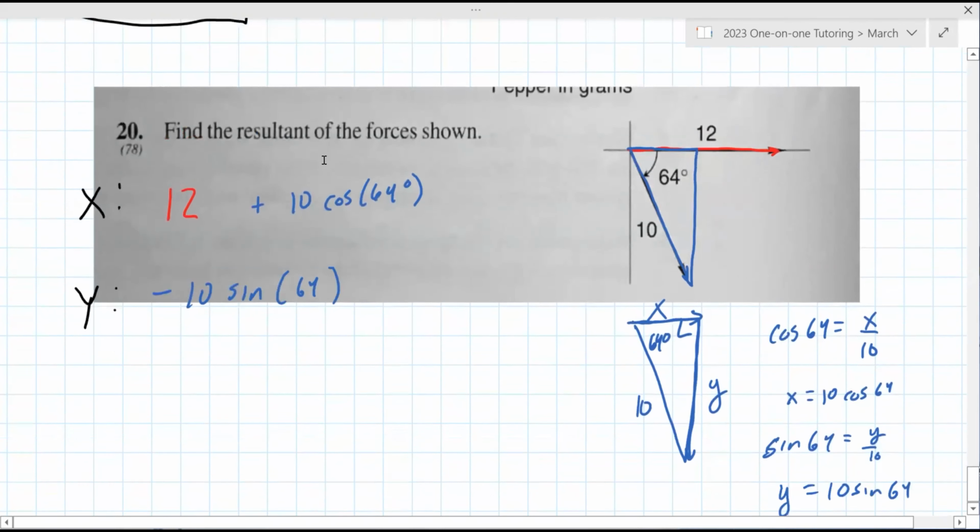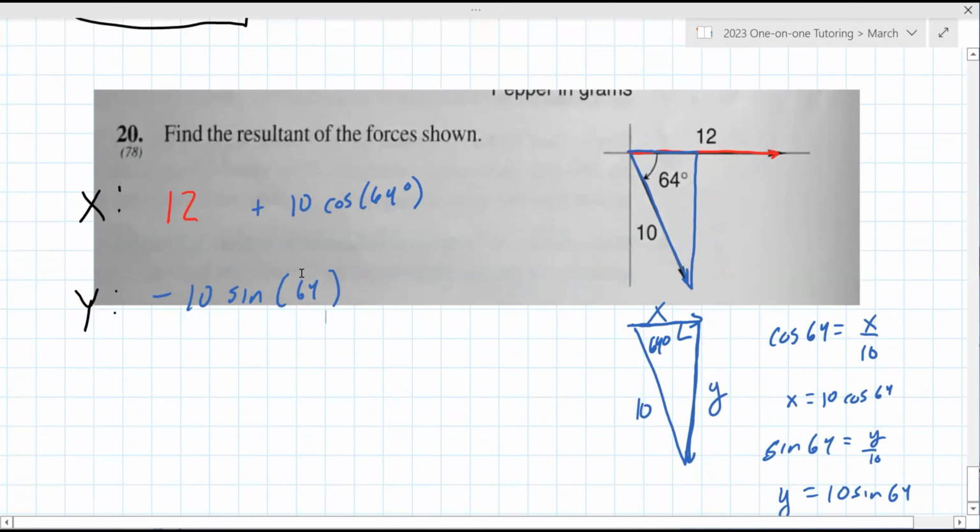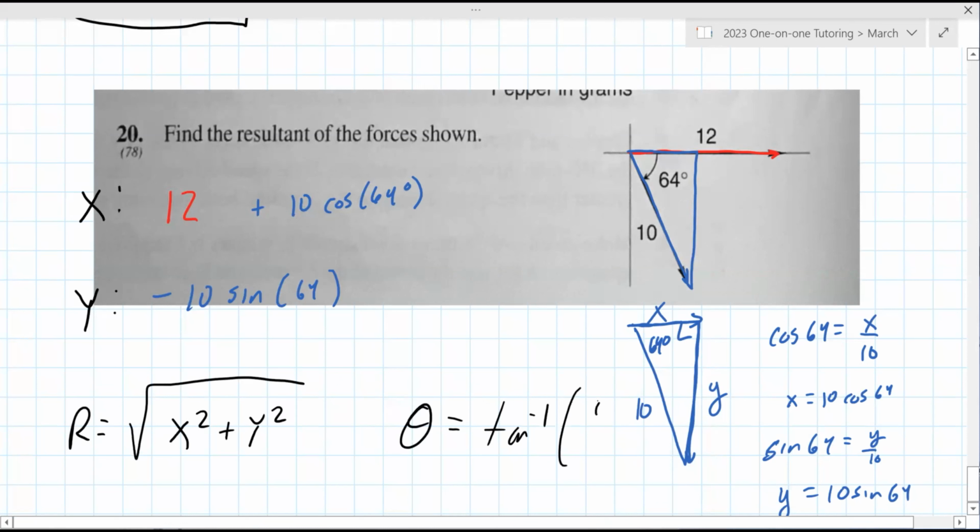So you want to get these two intermediate results, and then the resultant vector is the square root of x squared plus y squared, and then the angle is the arctangent of y over x. So if you're using Desmos, make sure you're in degrees. I'll calculate these and we can compare notes here in a moment.